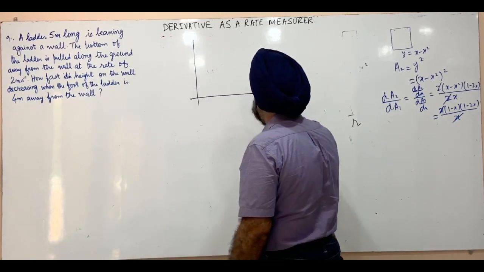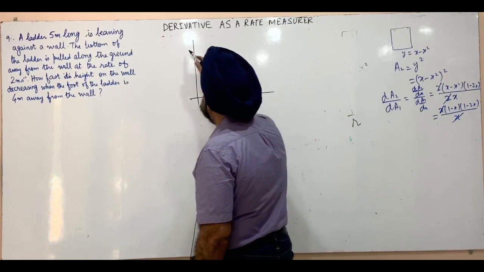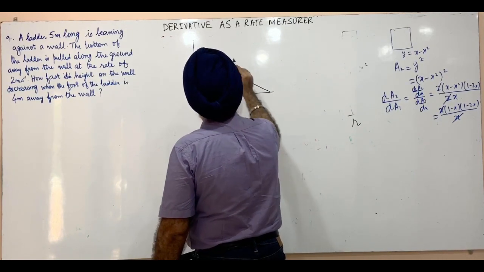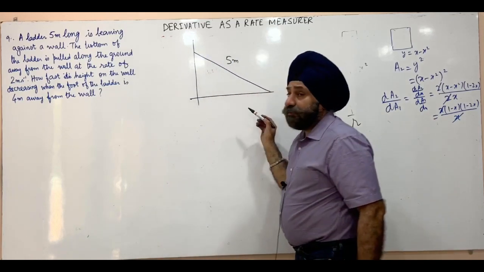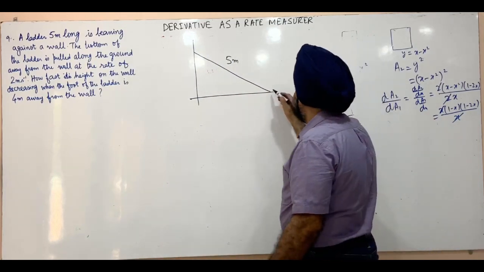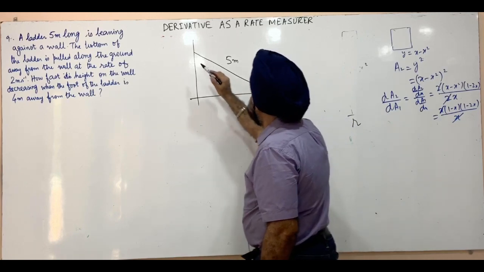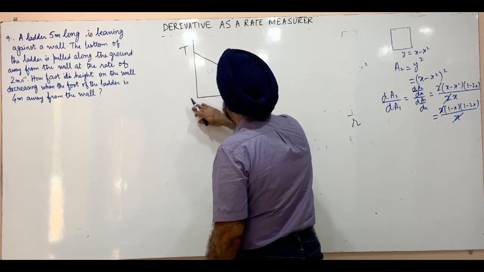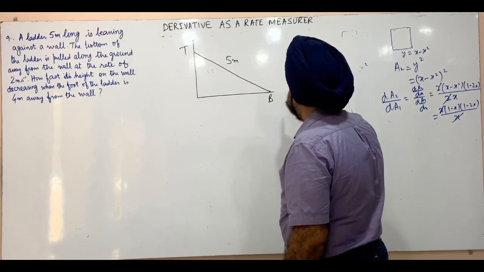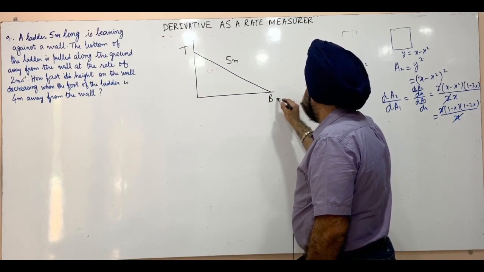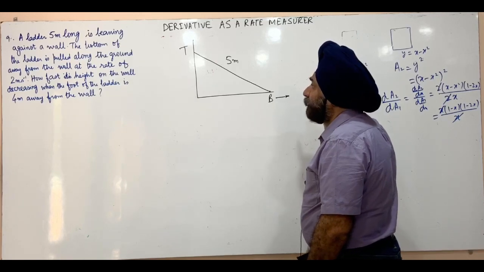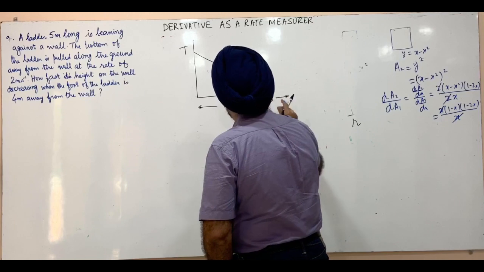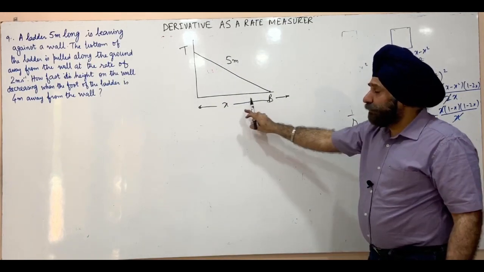This is, let's say, the floor. This is the wall. We have a ladder like this. This is 5 meters long. This is the bottom of the ladder. Let's say this is the top of the ladder. The bottom of the ladder is pulled along the ground away from the wall, in this direction, and let us say this is x. So if this is pulled, x will change.